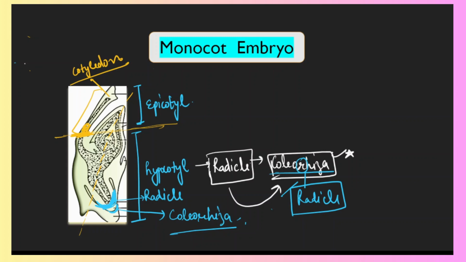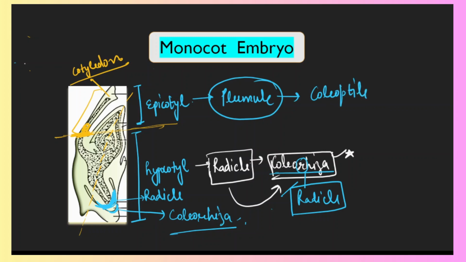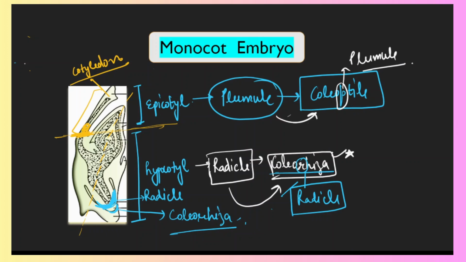Now if we see, the epicotyle will form the plumule. Now plumule will form the shoot. The covering of the plumule is called the coleoptile. Okay, the covering of the plumule is called the coleoptile. So you can learn with this trick: P is given, so P for plumule. So the sheath of the plumule or the covering of the plumule is coleoptile, and the covering of the radicle is called the coleorhiza.